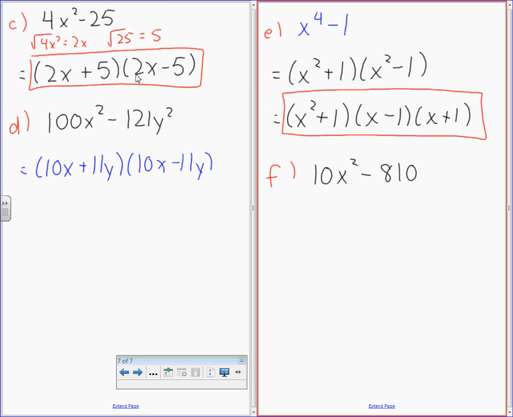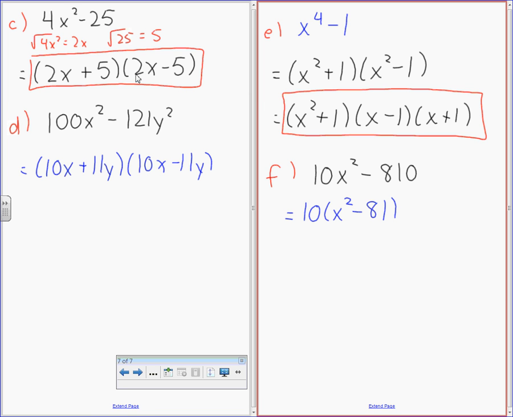First step here is going to be what? To common factor. What can we both divide by? 10. Perfect. So this is going to be 10 bracket x squared minus 81. Very good. So this is just a two-step factor job. First part is done.